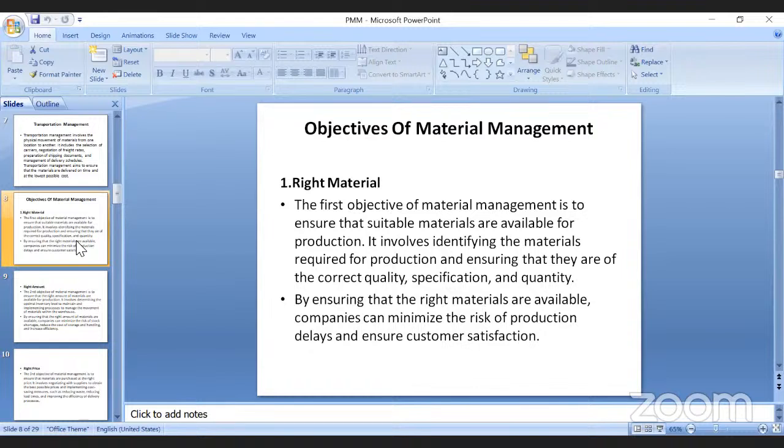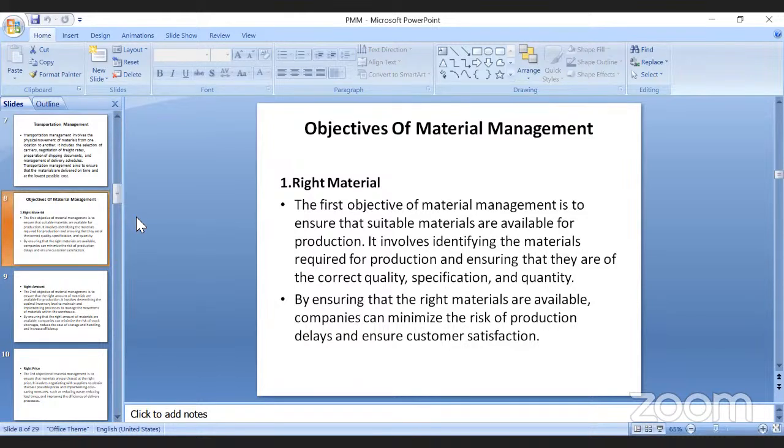You will buy at a very high price. For example, when a cyclone comes and potatoes run out of stock, the price of potato will be 50 rupees per kg. That means we have to ensure the right materials are available. Companies can minimize the risk of production delays to ensure customer satisfaction. Ultimately, we are thinking of the customer's need. Material management, production management and warehouse management are all for the benefit of the customers, right?